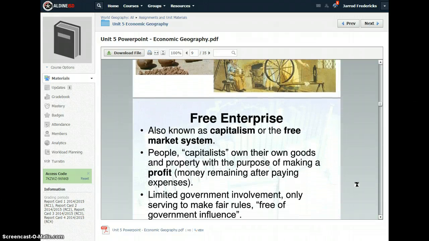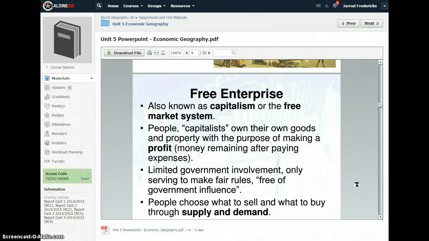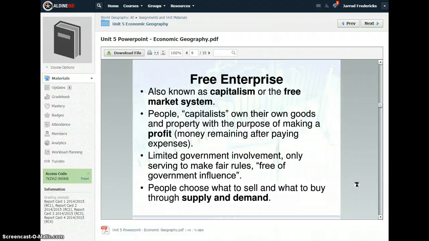And we move on to the second economic system, free enterprise, also known as capitalism or the free market system. People, in this case capitalists, will own their own goods and property with the purpose of making a profit, which is money remaining after paying their expenses. So it costs money to produce something, but if they can sell that thing for more money than it costs to make it, they have therefore made a profit and become capitalists.